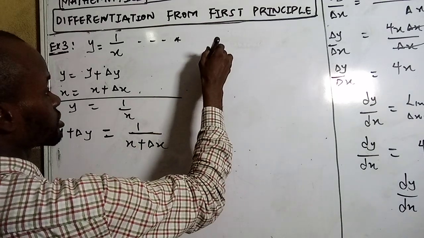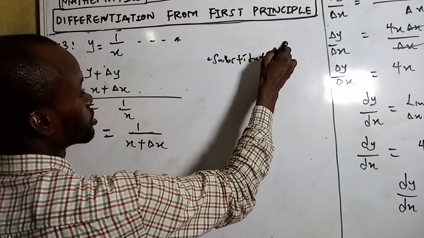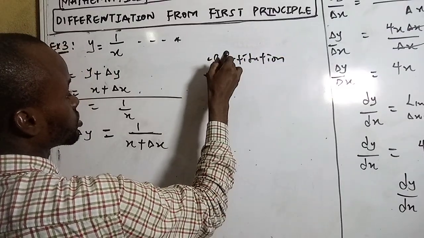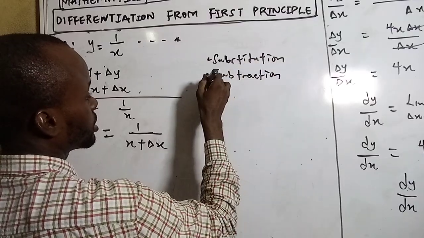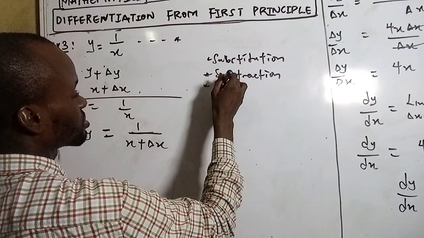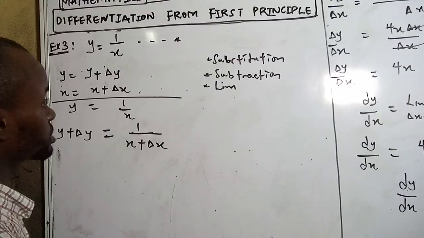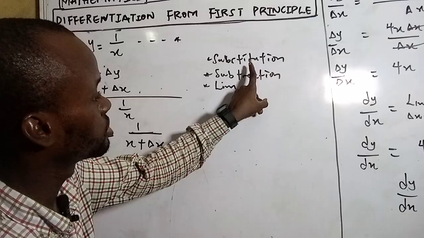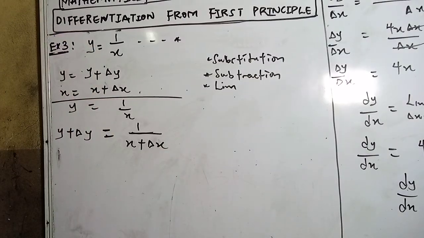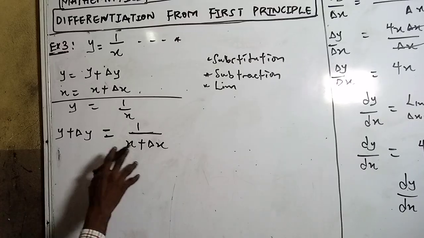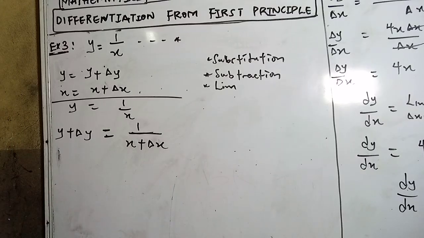Don't forget the 3 stages: substitution, the subtraction, and the last thing, the limiting stage. These are the 3 most important stages that you need to know by heart. The substitution, the subtraction, and the limiting stage. So from here now, what do I have?